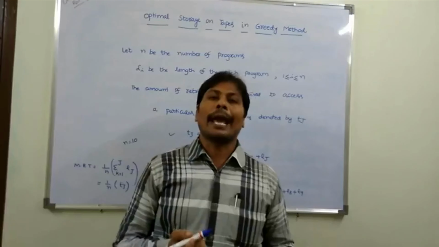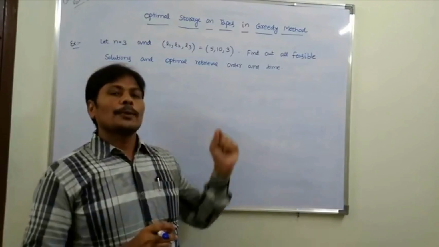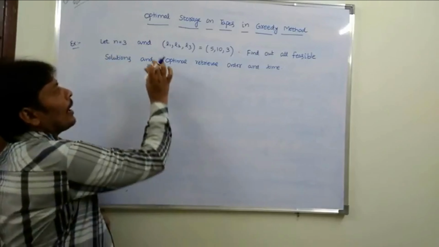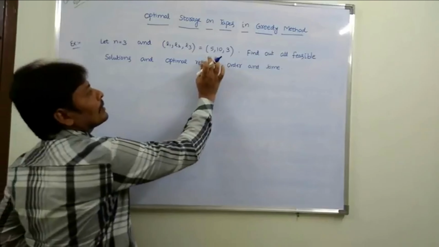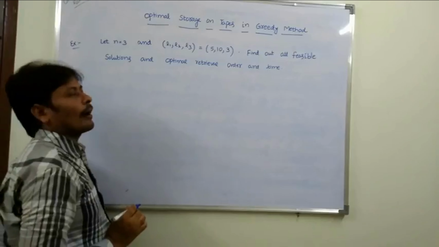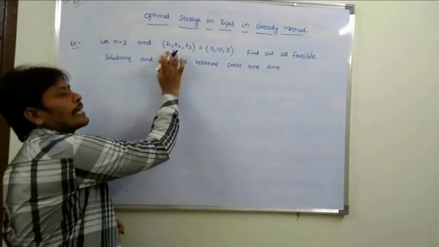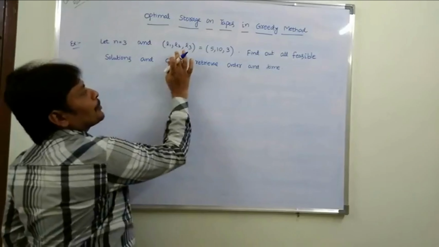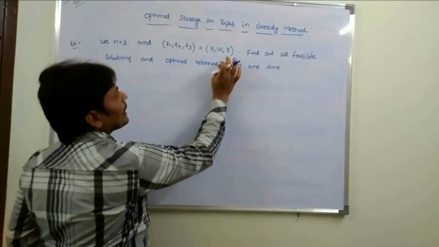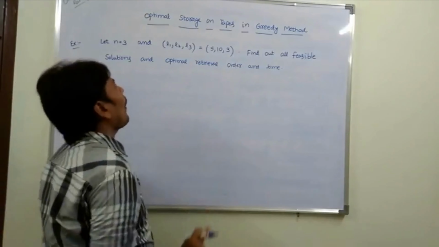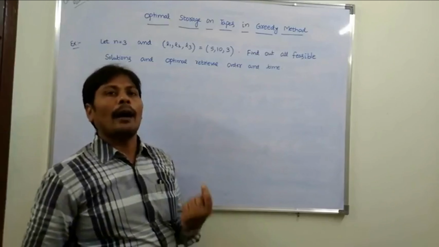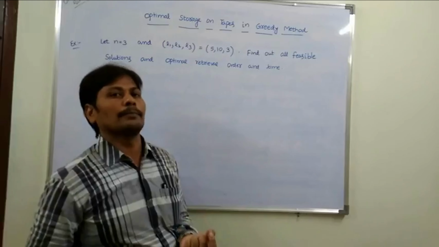Next we can go for an example problem. So this is one example problem. Let n is equal to 3 and L1, L2, L3 is equal to 5, 10, 3. So there are 3 programs. The first program length is L1, it is 5. The second program length is L2, it is 10. The third program length is L3, it is 3. Find out all feasible solutions and the optimal retrieval order and optimal retrieval time.